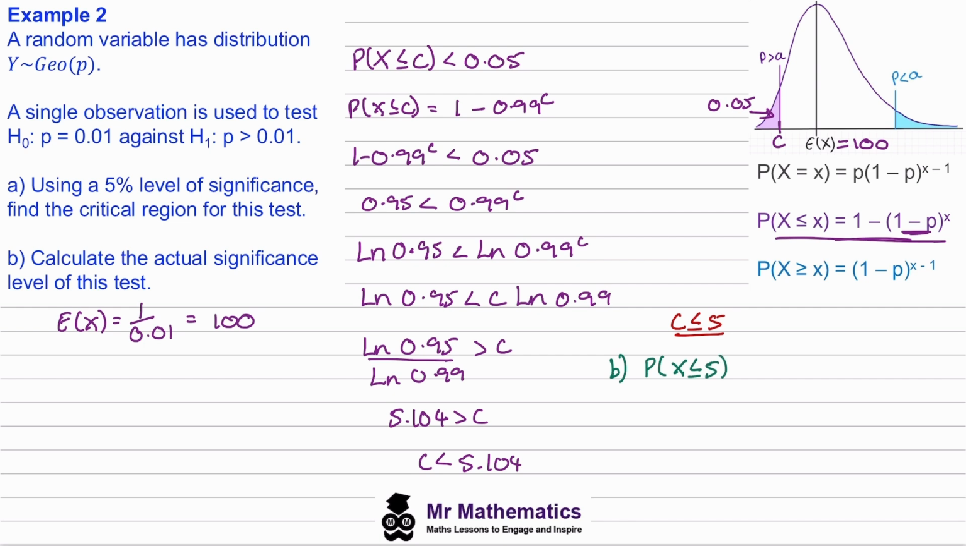or equal to 5. And using this equation again, we'll have 1 minus 0.99 to the power of 5, which gives us 0.0490 to 4 dp. Okay? Let's try one more question.